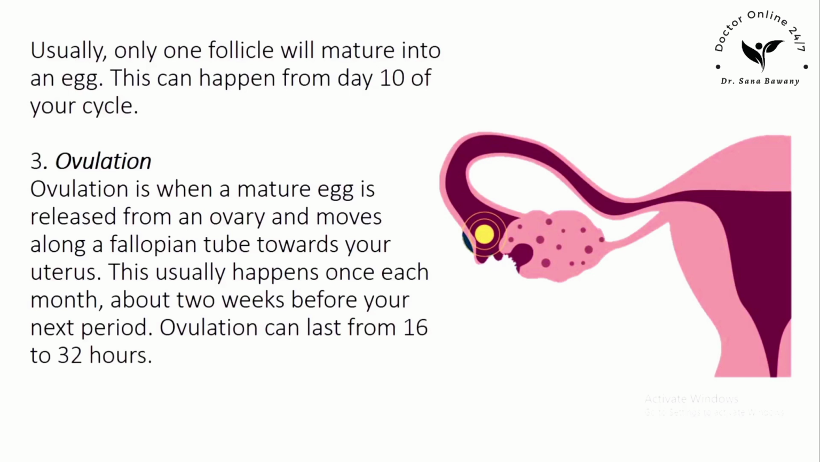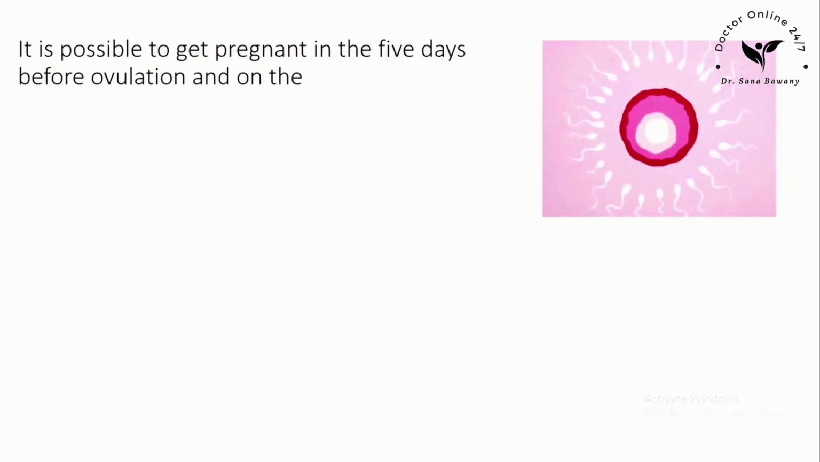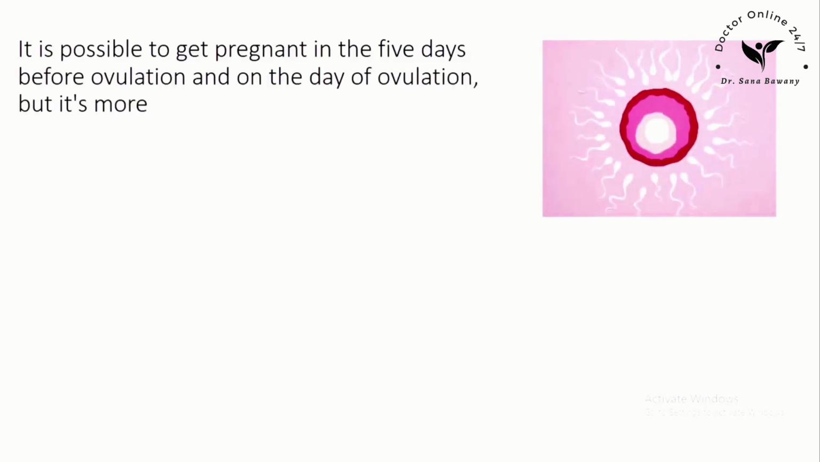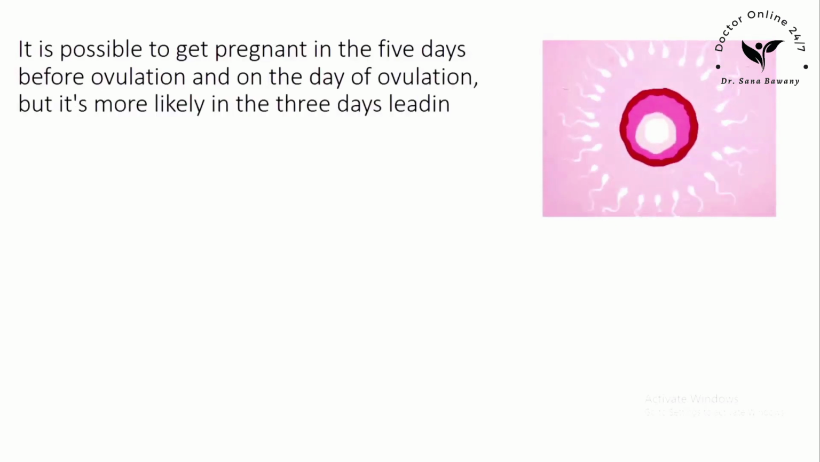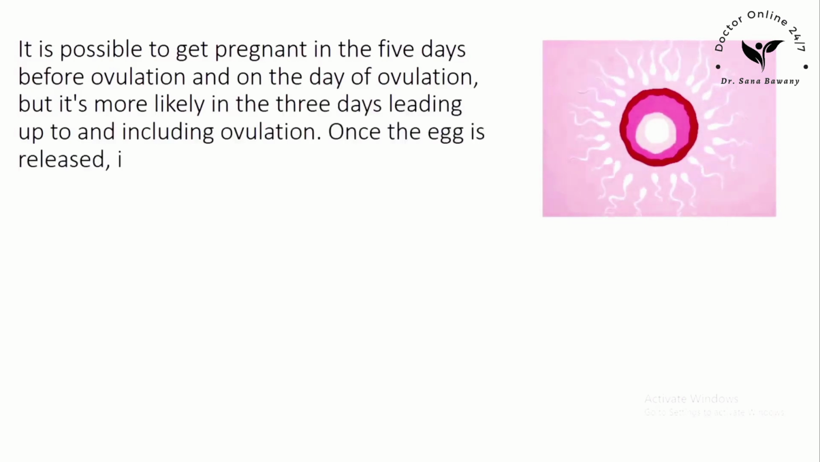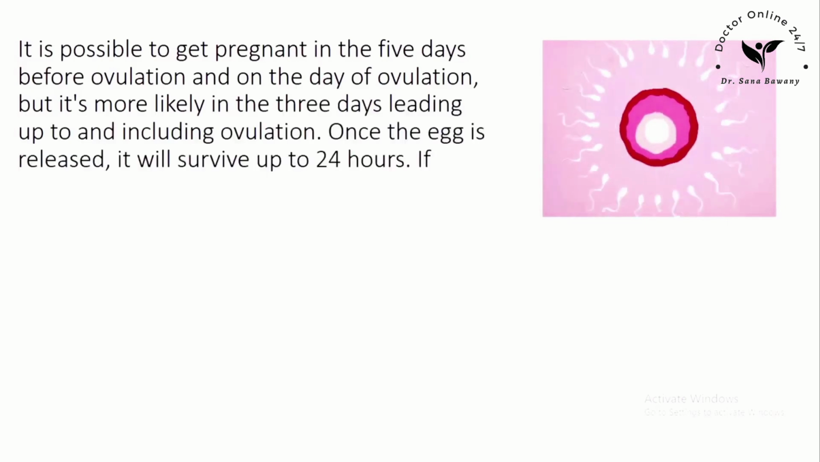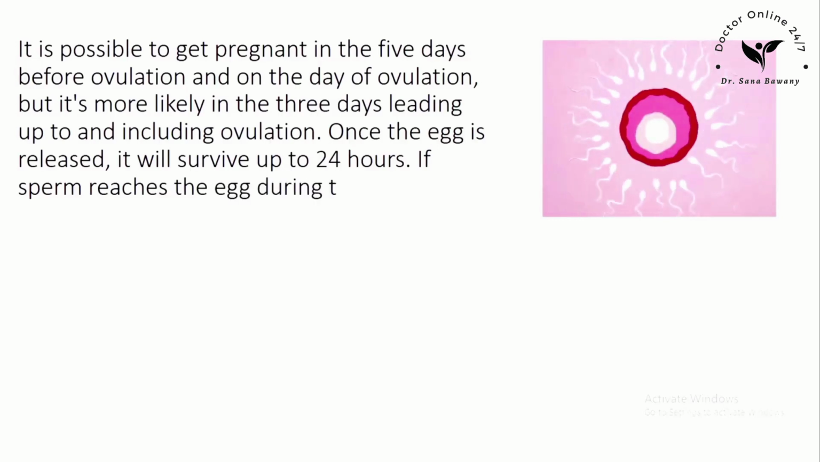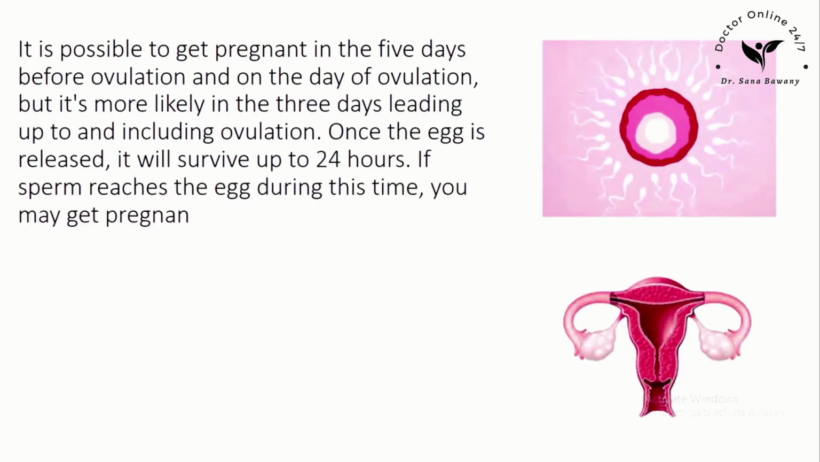Ovulation can last from 16 to 32 hours. It is possible to get pregnant in the 5 days before ovulation and on the day of ovulation, but it's more likely in the 3 days leading up to and including ovulation. Once the egg is released, it will survive up to 24 hours. If sperm reaches the egg during this time, you may get pregnant.